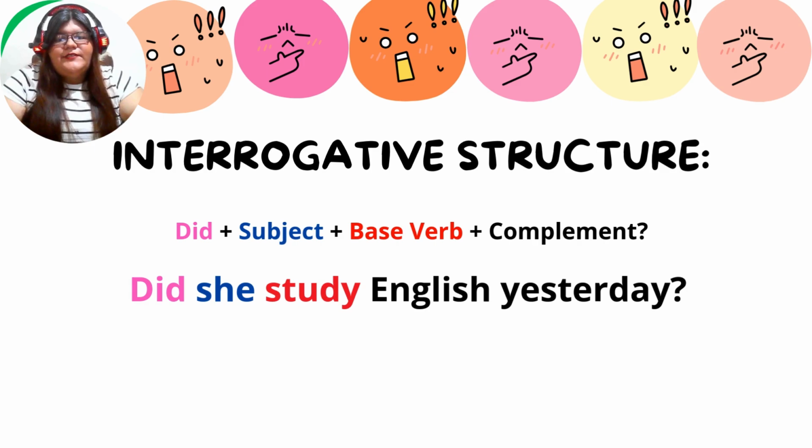Then we have here the interrogative structure to make questions, right? We will add did plus the subject plus the base form of the verb plus the complement. Did she study English yesterday? If you see here, it says the base form of the verb. You won't transform the verb into past. It will remain the same. You see? Did she study English yesterday?